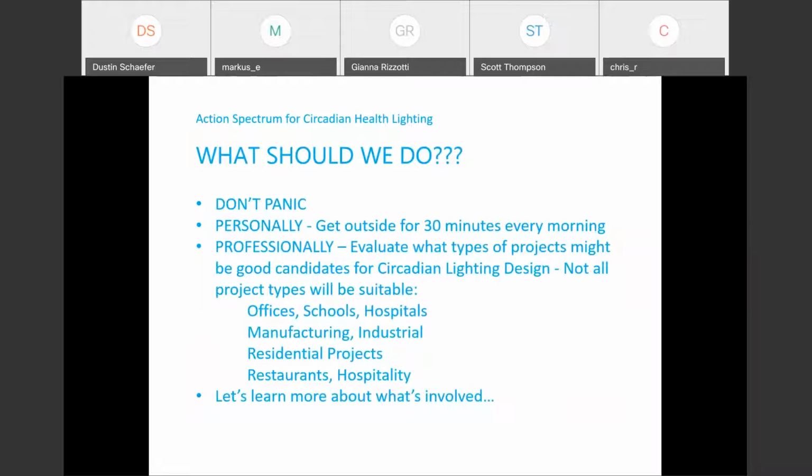Professionally, we want to evaluate what types of projects might be good candidates for circadian lighting design. Not all projects will be suitable. Offices, schools, and hospitals may be more suitable than industrial or manufacturing facilities. Residential projects, depending on the scope and the scale. Restaurants and hospitality, maybe not so much. You don't need circadian stimulus lighting when you're going out to dinner. But let's learn more about what is involved.